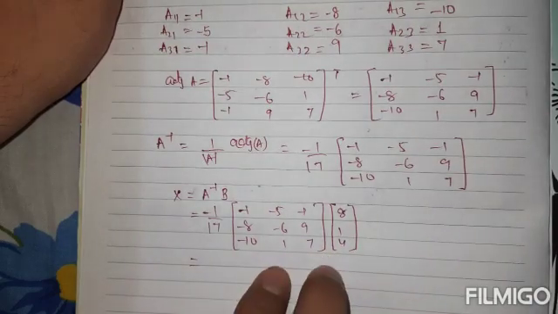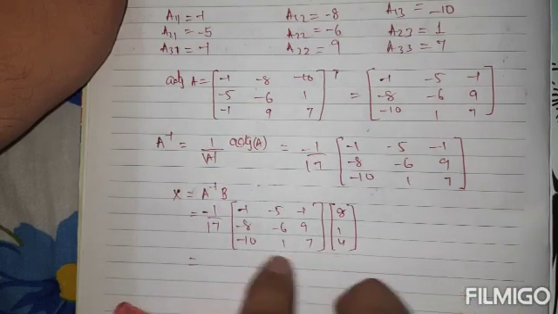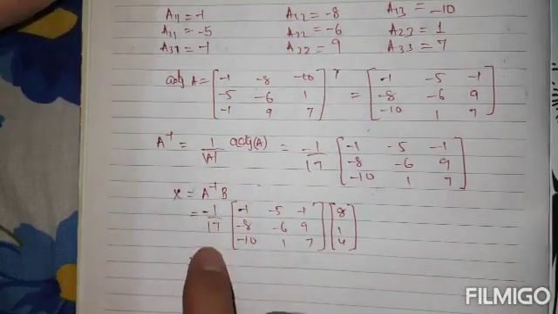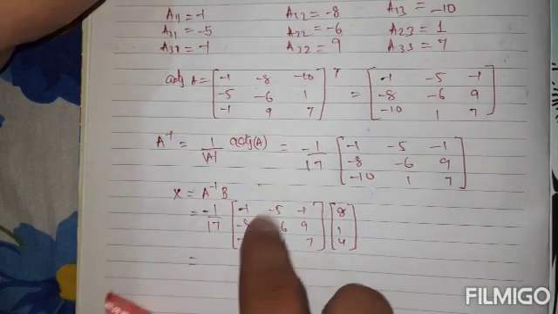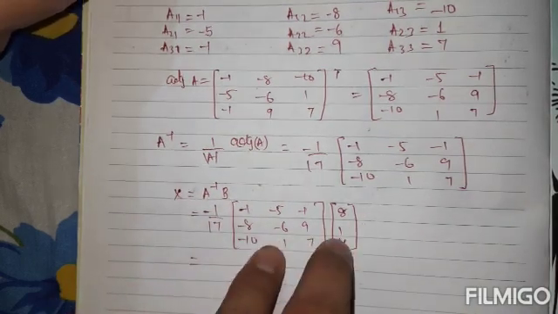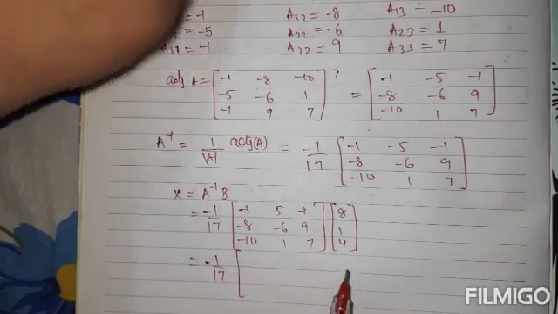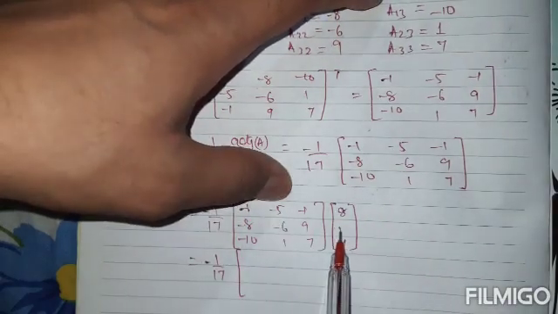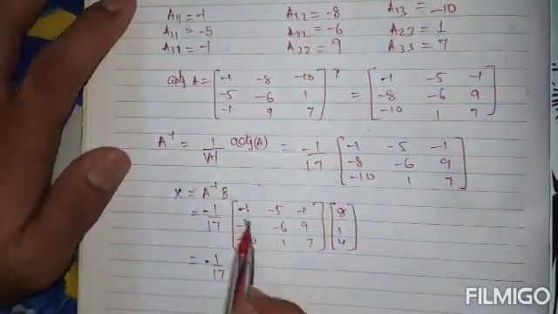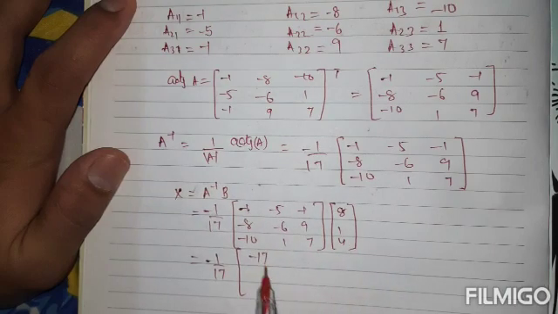But since this is matrix multiplication, we can find the product of this matrix multiplication first, and then multiply by minus 1 by 17. Or we can also first multiply minus 1 upon 17 with this one and then find the product. Better is to find the product of this one first. See that this is minus 1 into 8, that is minus 8. Then this is minus 5 and this is minus 4. Minus 8 minus 5 is minus 13, minus 4 is minus 17.